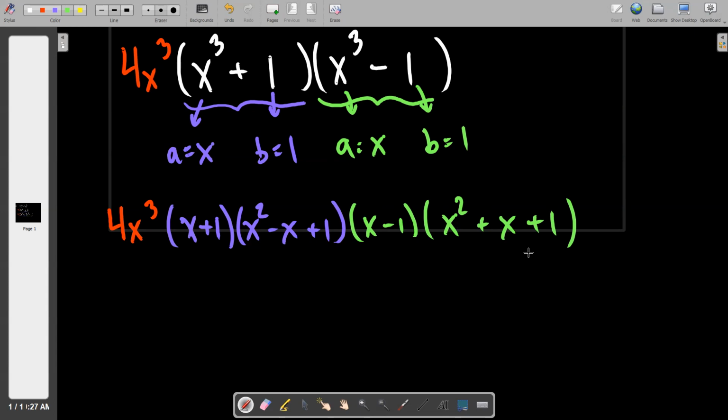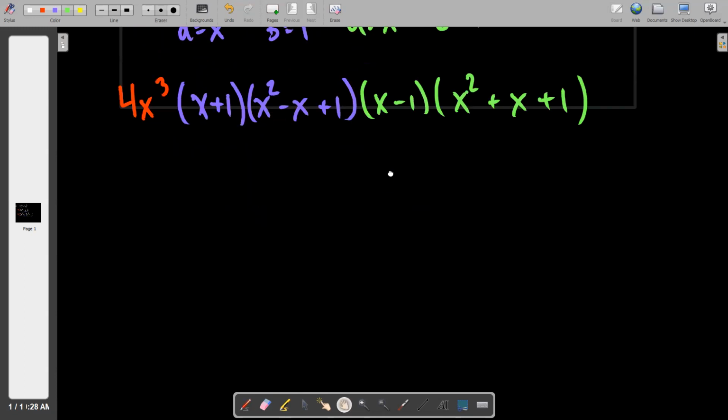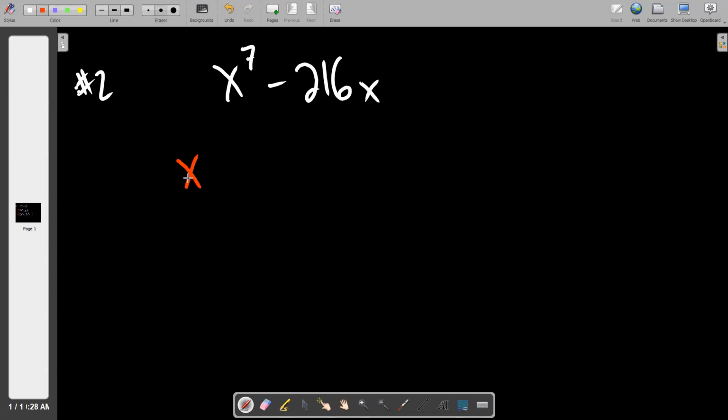The moral of the story the last few days has become things that a week or two ago would have been their own math problems are now just little baby portions buried into bigger math problems, right? I'm also going to work out problem 2 if anyone is interested in that. Problem 2 is x to the 7th minus 216x. So again, I want to pull out a GCF in that.